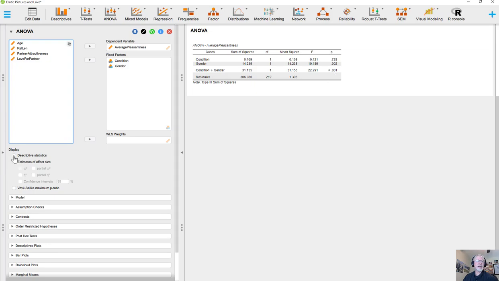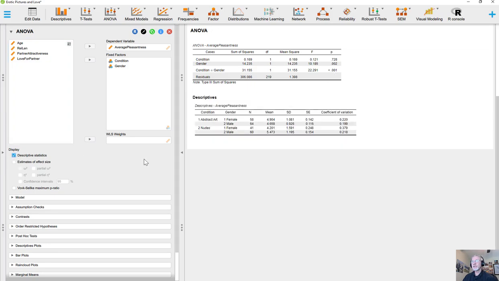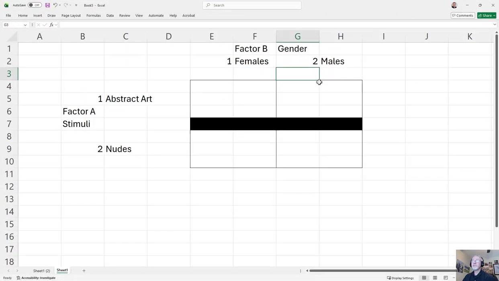Now, what do these effects mean? One thing to look at is your descriptive statistics. These give you your cell means and the number of people in each of the means to help you interpret what is going on. So if these are cell means, let me go ahead and map that on for you with my Excel program.